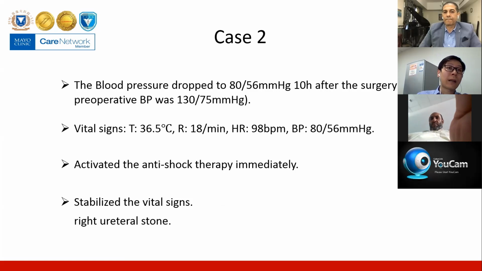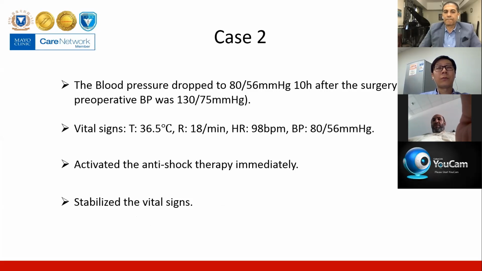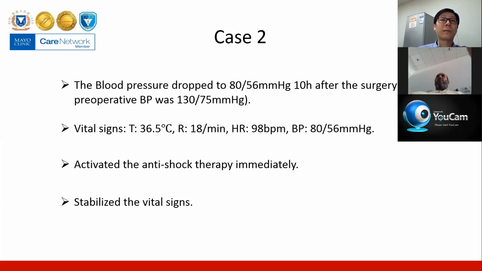But 10 hours after surgery, the blood pressure dropped to 80/56 with an increased heart rate. The vital signs showed that the temperature is okay, 36.5, and the respiratory rate is 18, and the heart rate is a little quick, 98 BPM, and the blood pressure is 80/56. The patient is in a condition of shock.